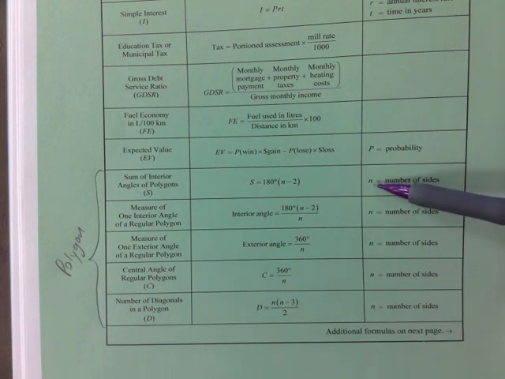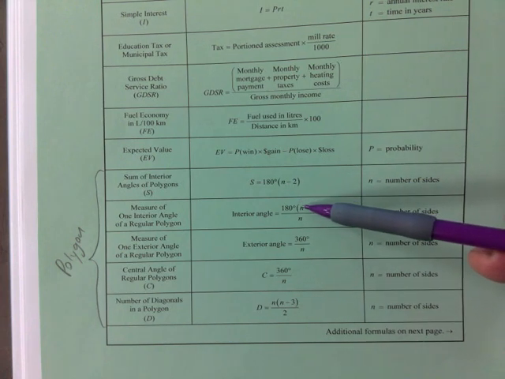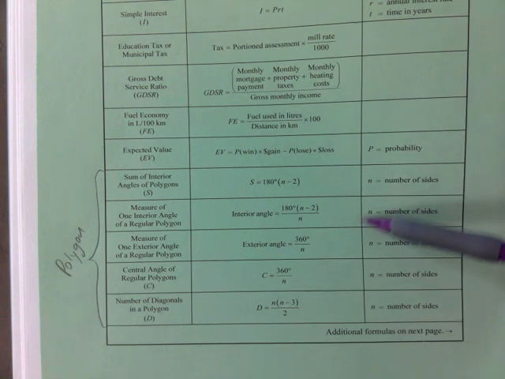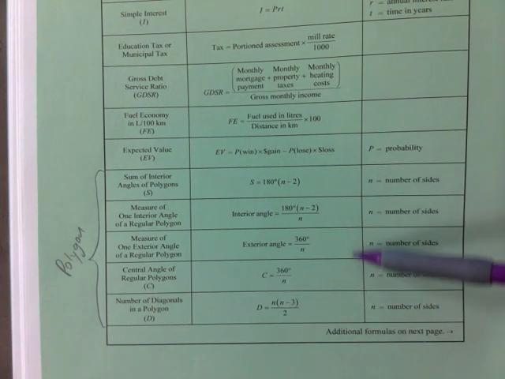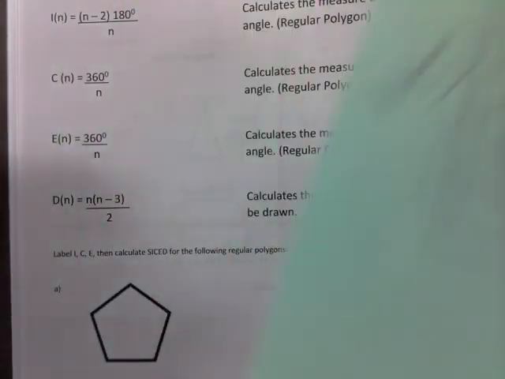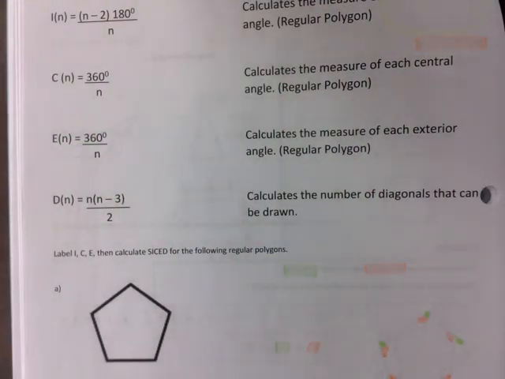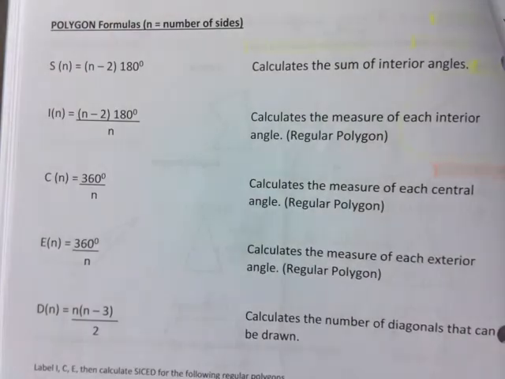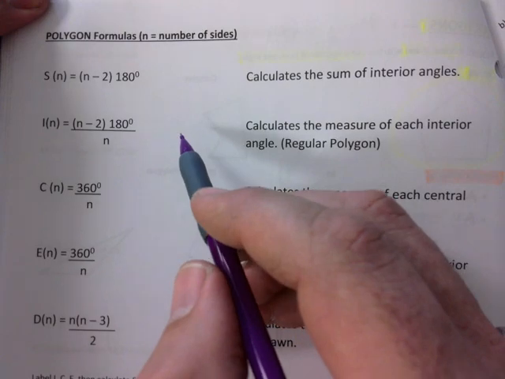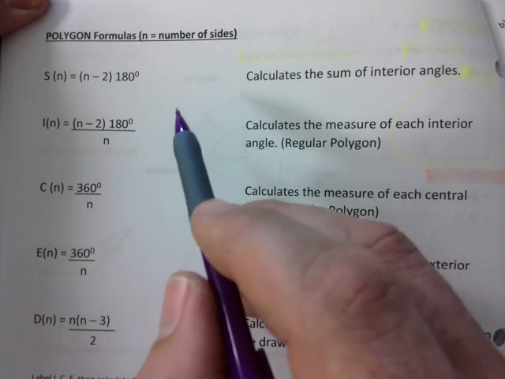What does N stand for? Every time you see an N, because it's quite popular, as you can tell. What does N stand for here? Number of sides. Okay, let's go. Here they are one more time. So watch carefully. The only thing is it does tell you what they stand for.